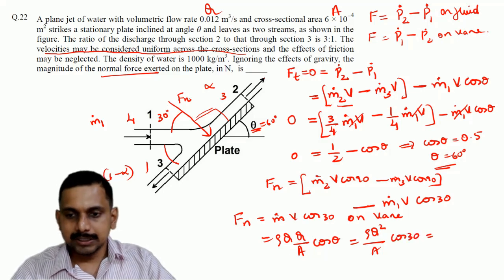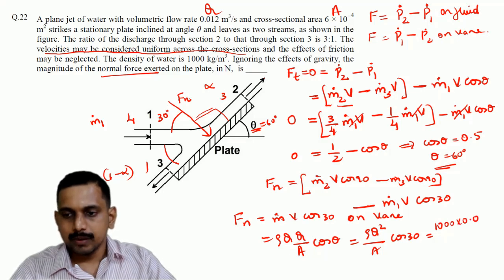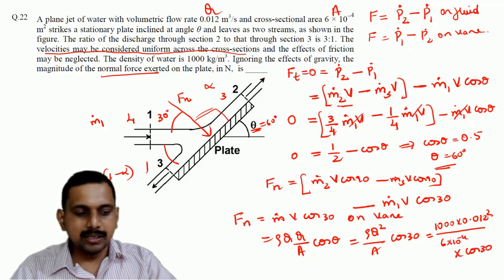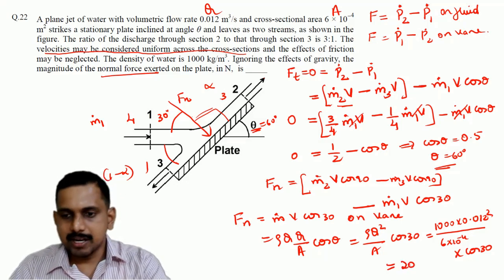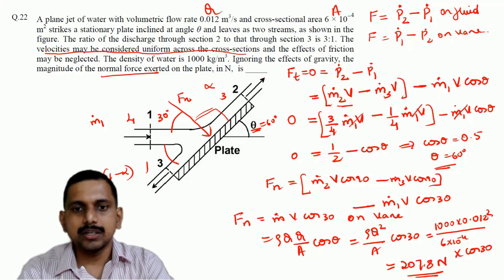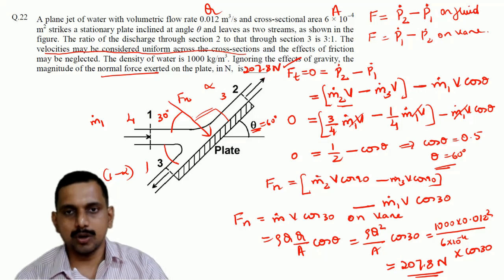Now if you substitute this, this would be 1000 into 0.012 square divided by area, which is 6 into 10 power minus 4, multiplied by cos 30. And the answer we are getting is 207.8 Newton. So that is the answer. This is what is given as the answer key also.